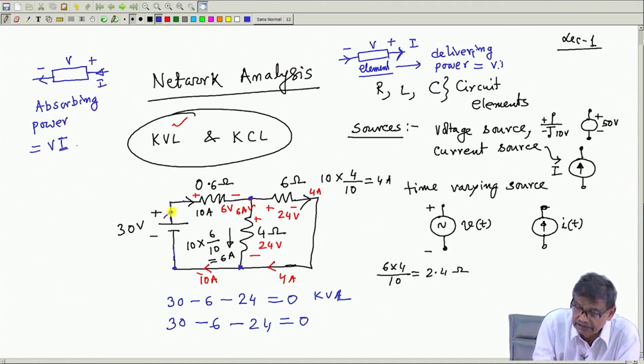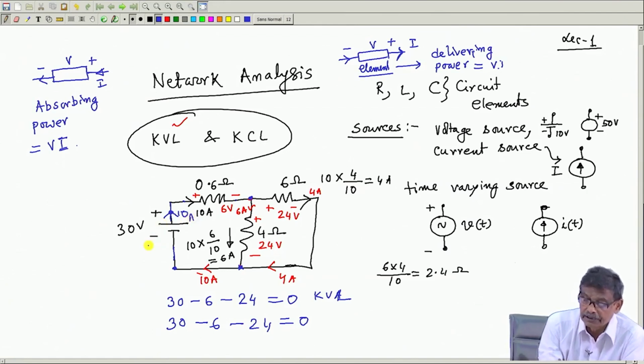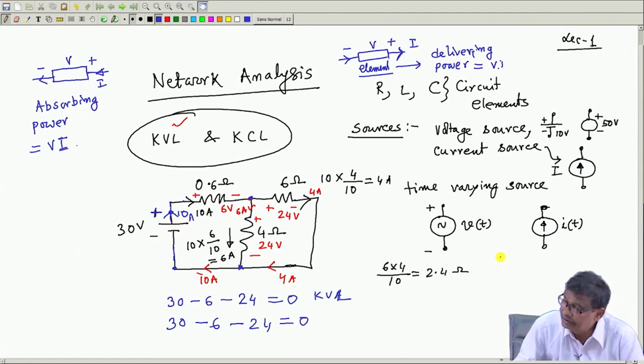What is the current? Current is flowing like this. How much is the value? 10 ampere. So, what is the battery doing? It is delivering power, because this is the element, voltage across it is plus minus, and through the plus terminal 10 ampere is coming out. So, the battery is delivering power.